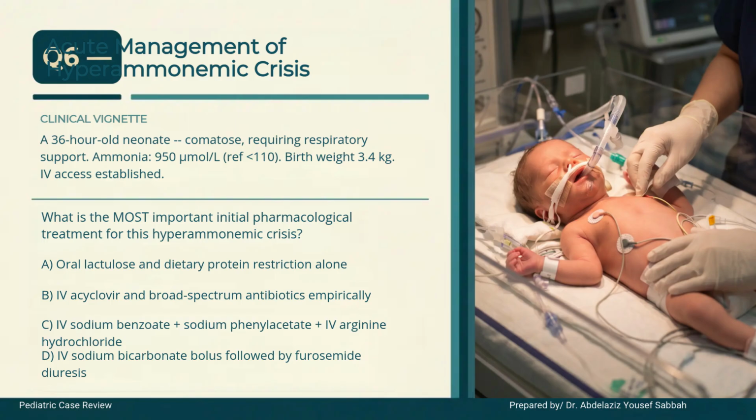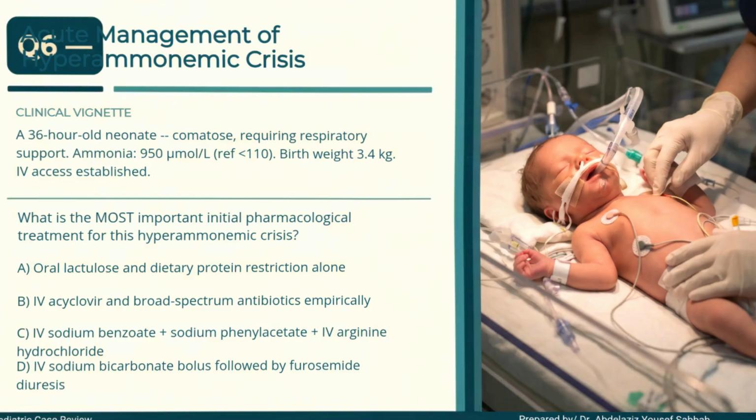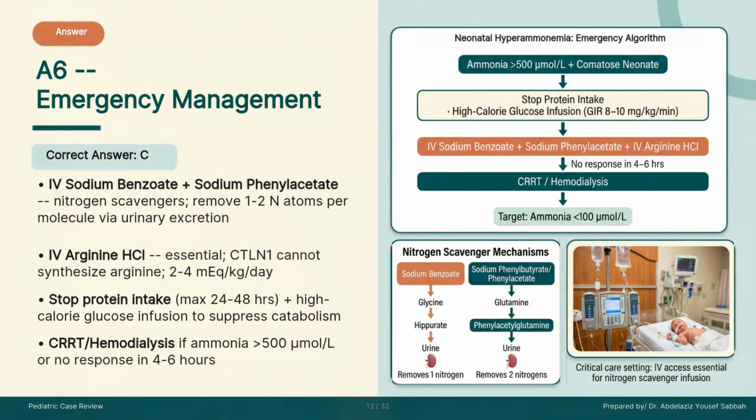Option A, oral lactulose and dietary protein restriction alone. Option B, intravenous acyclovir and broad-spectrum antibiotics empirically. Option C, intravenous sodium benzoate plus sodium phenyl acetate plus intravenous arginine hydrochloride. Option D, intravenous sodium bicarbonate bolus followed by furosemide diuresis. The correct answer is option C, intravenous sodium benzoate, sodium phenyl acetate, and intravenous arginine hydrochloride.